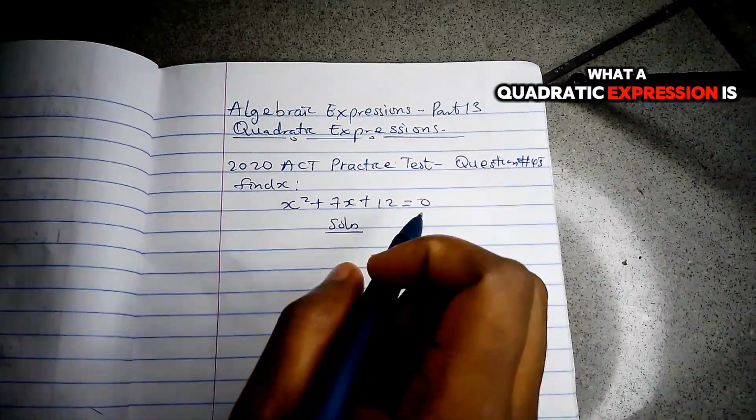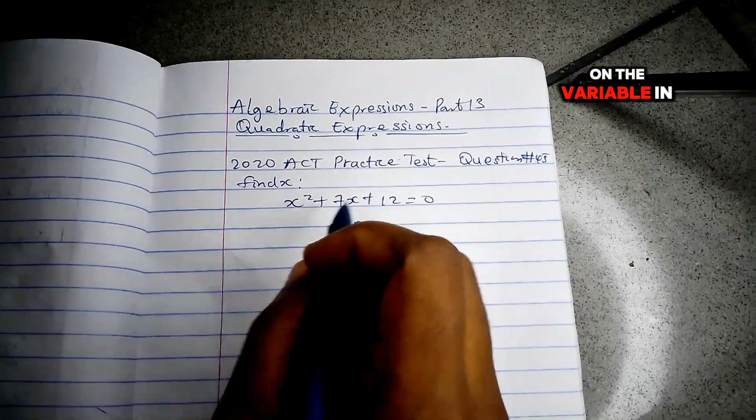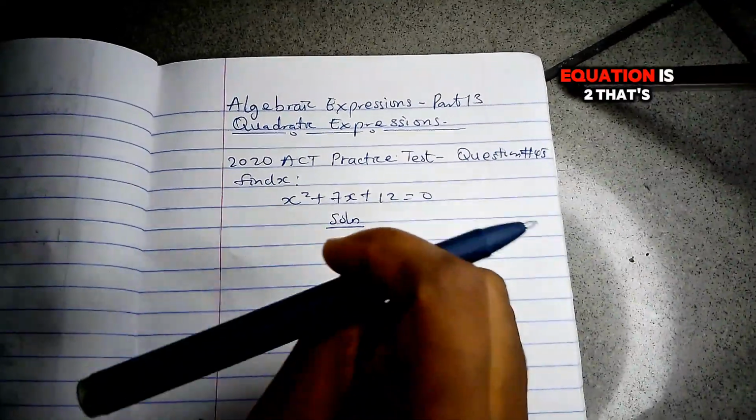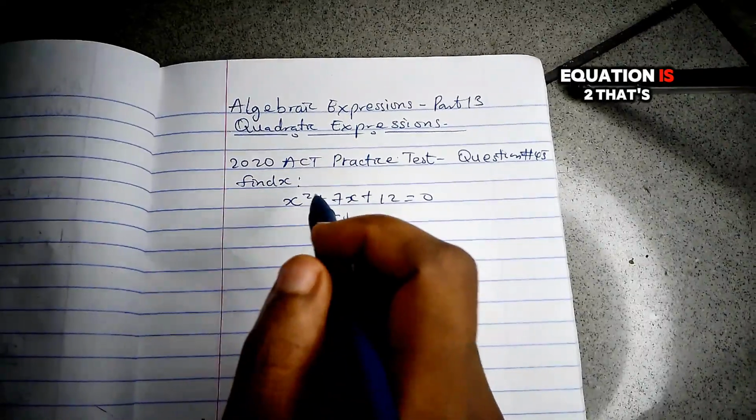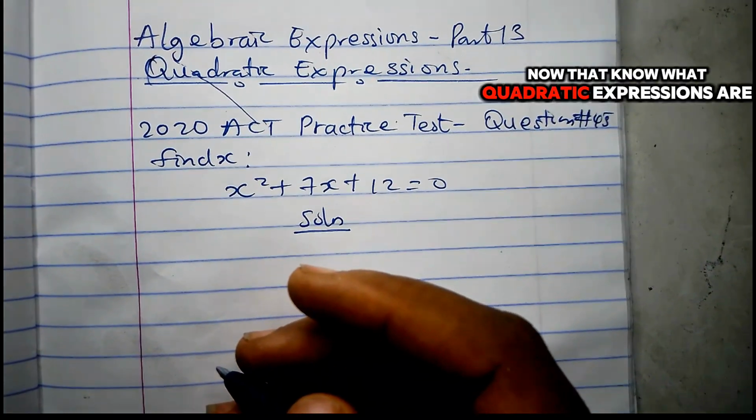What are quadratic expressions? First of all, quadratic expressions are expressions where the highest power on the variable in the entire equation is 2, that is, raised to a power of 2. You know what quadratic expressions are.